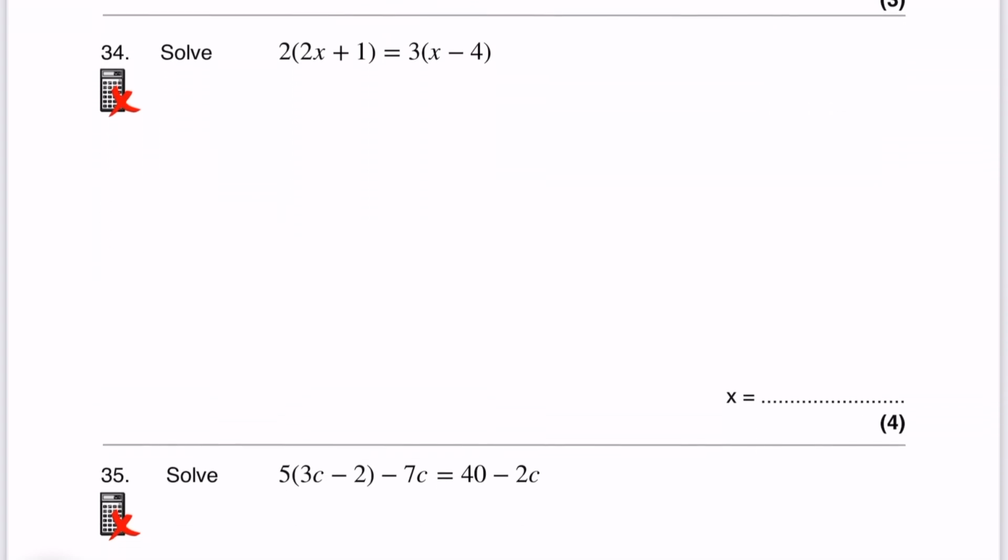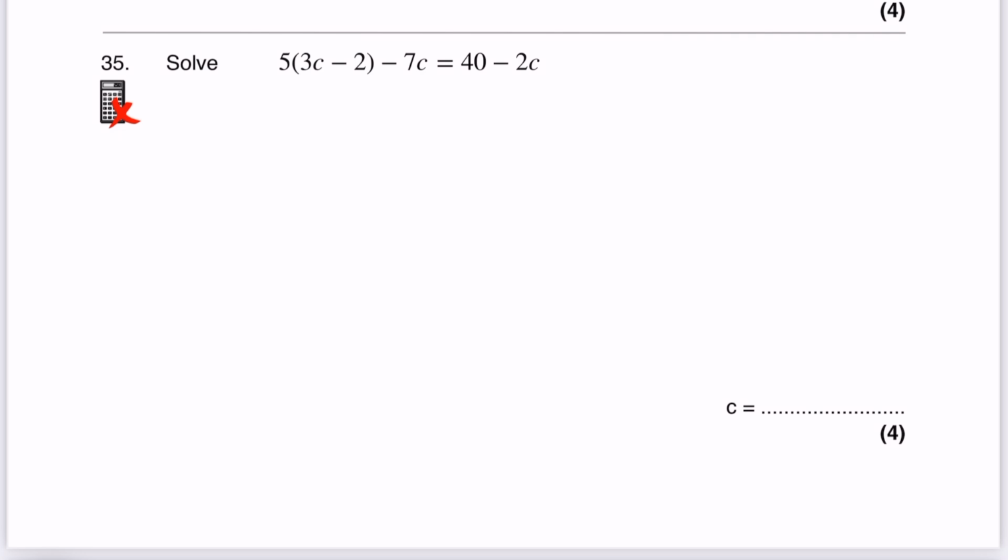For question 34, not only I got a bracket on the left-hand side, I also got a bracket on the right-hand side. So we definitely need to expand the bracket before we do anything else. Okay, on the left-hand side, we got 4x plus 2. On the right-hand side, we got 3x minus 12. Do the rearrangement. 4x minus 3x equal to minus 12 minus 2. X equals minus 14, and that is the answer for the question.